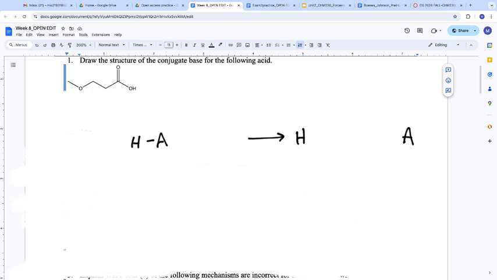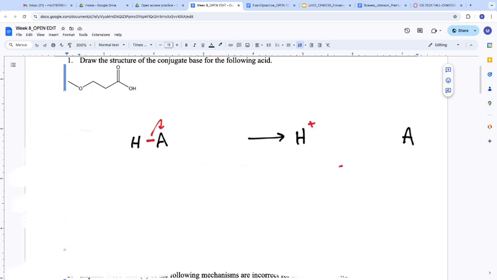How would we expect the electrons in that bond between H and A to move? Do they go with the hydrogen? No, they go with A. Our definition of an acid is an H plus donor, which means that H plus has to come from our acid. A has to take the electrons away.